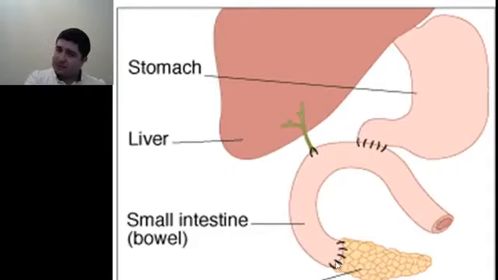Pancreatic juice will go directly to the duodenum. Here is bile entering, and here is the meal from the stomach.